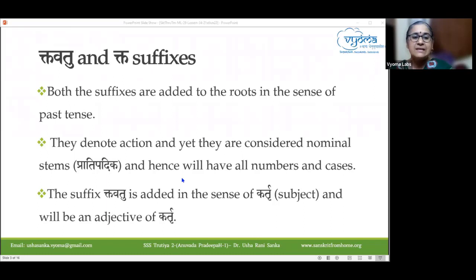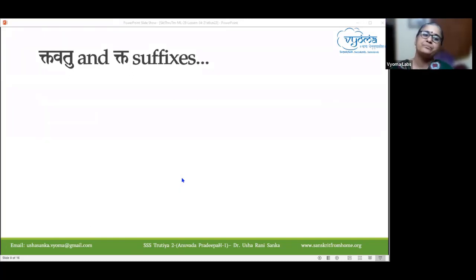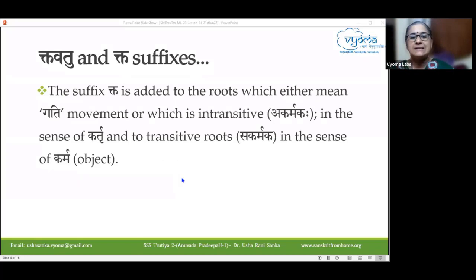Okay, the suffix tavatu is added in the sense of karta, subject, and will be an adjective of karta. Okay, for the karta, kartra is karta. Like in English, that's the style of writing the karta. In the other places, we say karta. But in English, they use the base form of the word. So kartra is karta, and it will be an adjective. It is like the job it is doing is an adjective. Okay. Then the suffix kta.